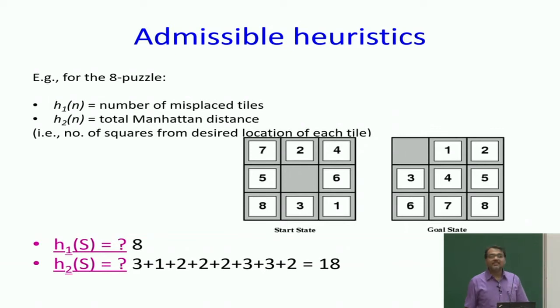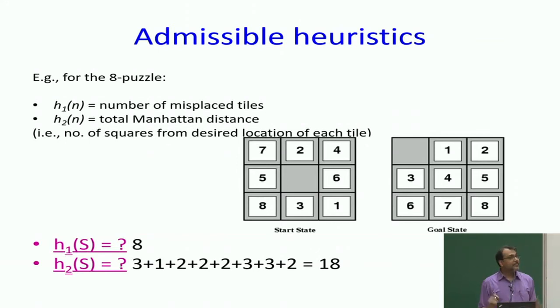Wait, let others think also. What are the rules in 8 puzzle? We can only swap with an empty space. Very good. What's your name? Shivam says we can only swap with an empty space. What is another rule? Yeah, you can only swap with the neighbors. Ansh, right? So, basically Ansh and Shivam have given us two constraints of the problem. You can only swap with a gap and you can only swap the gap with a neighbor.